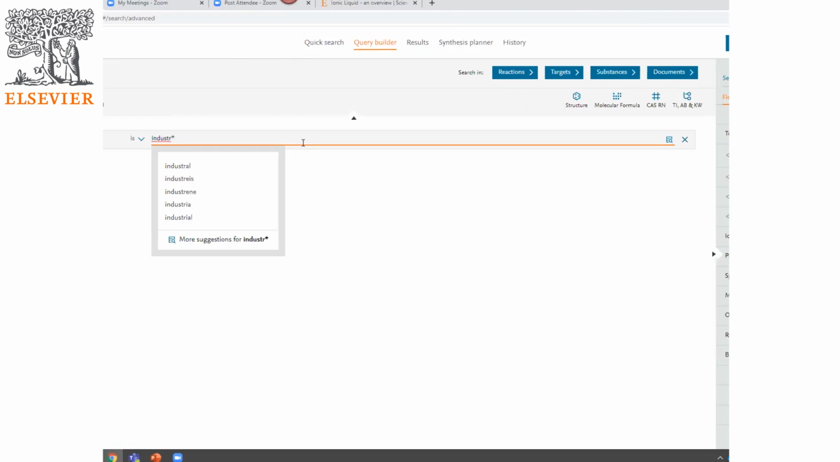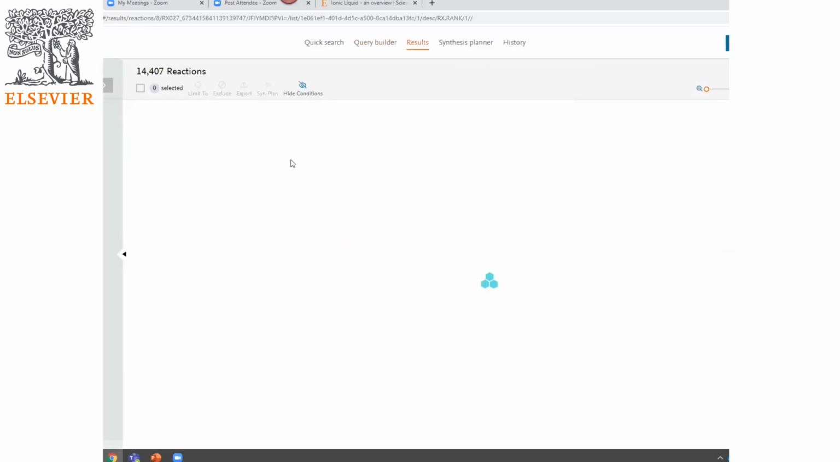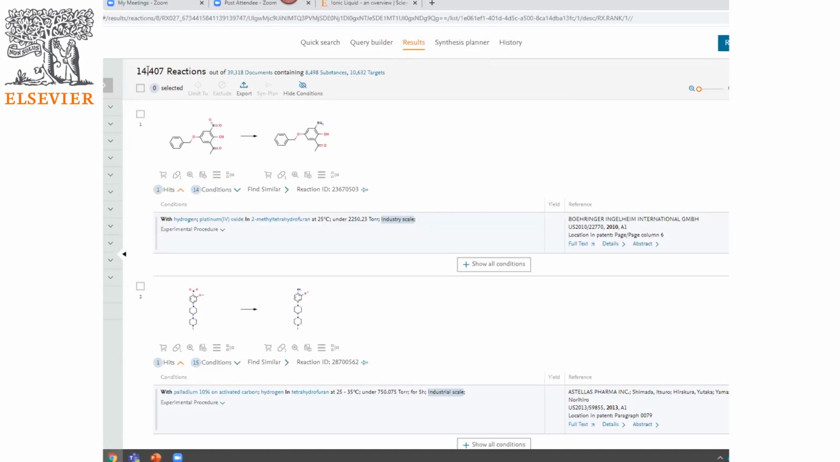Industry. The secret is if you use just industry scale, these words should appear somewhere in the text. But if you put the operator next, they should follow one another. So this search will bring you the reactions which are explained as industry scale reactions.